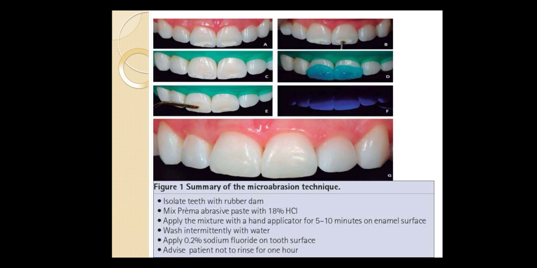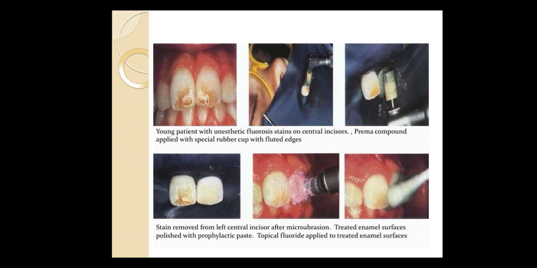Another microabrasion technique is where we use a 30-fluted carbide flame-shape bur to remove the surface stains. And this is again a diagram showing the same microabrasion technique in which we are abrading the tooth surface with this rubber cup and the Prema compound.